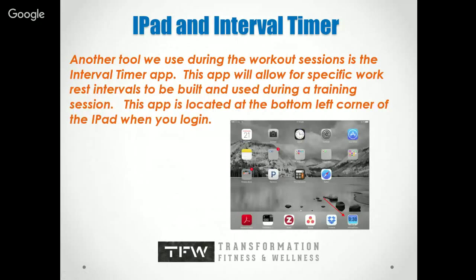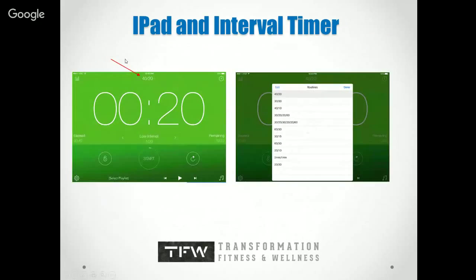So the interval timer, pretty easy. It's all the way down to the right of all iPads. We use this in a lot of different programming. The app allows specific work-rest intervals to be built and used during a training session. When you open that app up, it's going to look like this. We have a ton of timers and intervals saved, like the 40-20, 30-30, 40-10, 30-20, 20-60s. We have all this information saved in there. Once you log into that, you can scroll down and find what you need fairly quickly and get that started with the client. Again, this is used quite often with individual clients.